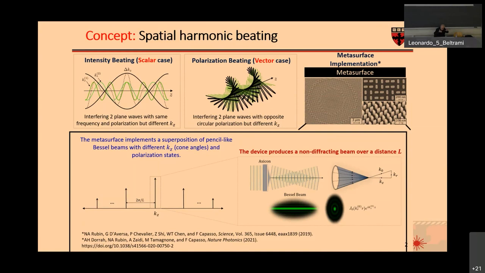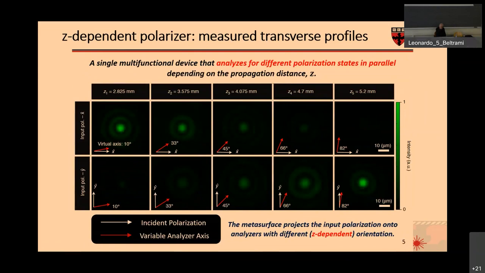Here instead, you want to create a beam that essentially remains close to diffraction limited, so the waves that we combine are actually Bessel waves. So what this metasurface creates is a superposition of these pencil-like Bessel beams, which have different KZ, which means different cone angles. So it creates really a comb of these pencil beams that then beat spatially to create a change in polarization along the optical axis. So that's the thing, and this is the simplest example. We've done more complex stuff.